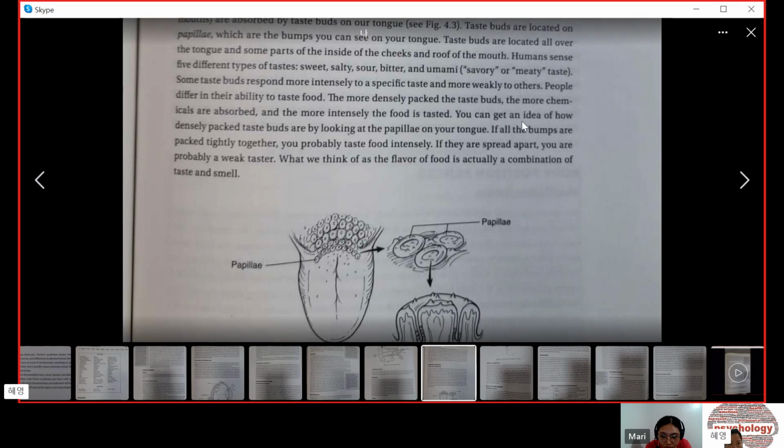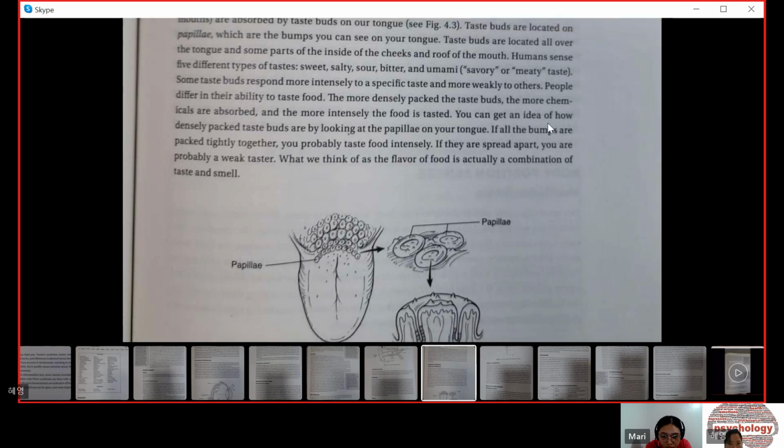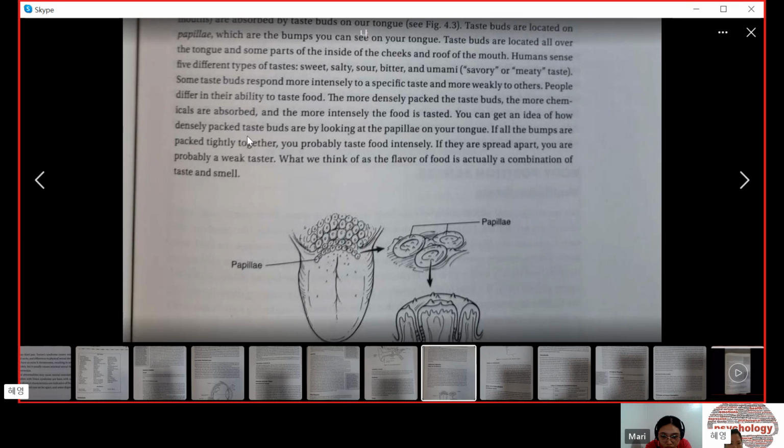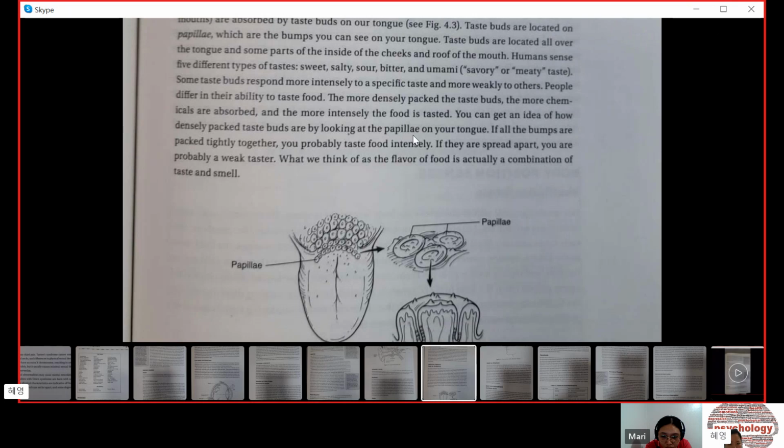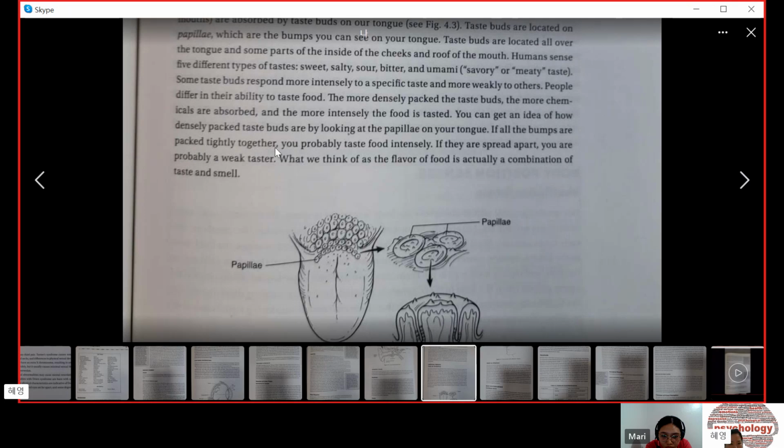You can get an idea of how densely packed your taste buds are by looking at the papillae on your tongue. If all the bumps are packed tightly together, you probably taste food intensely. If they are spread apart, you are probably a weak taster. What we think of as the flavor of food is actually a combination of taste and smell.